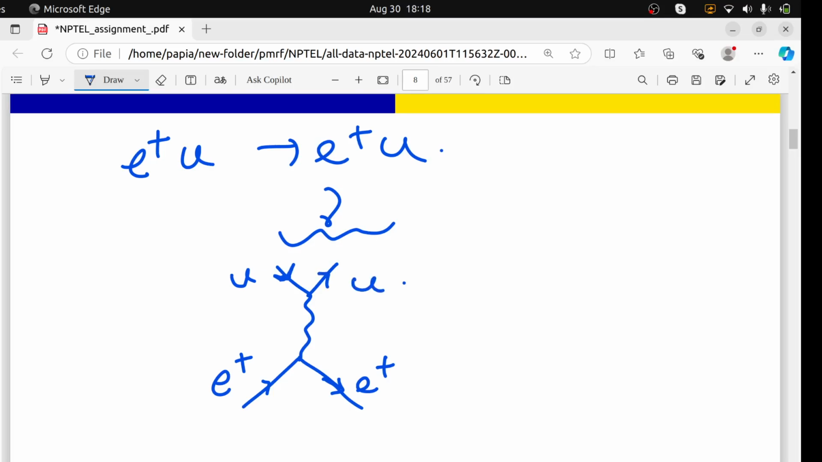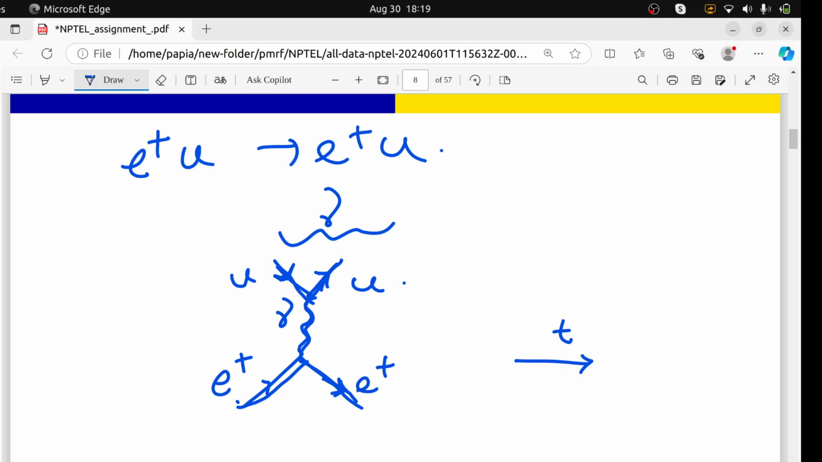So I am talking about this as a time direction, and this is gamma. So what does this mean? This means that e+ and u are coming in through gamma, it is mediated, and after that e+ is coming out and u is coming out. So obviously the representation of this interaction is nothing but e+ u going to e+ u, right?